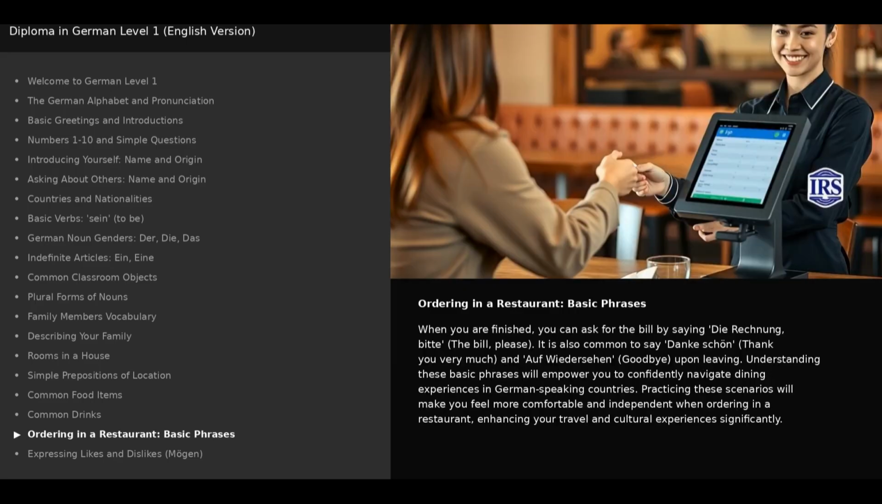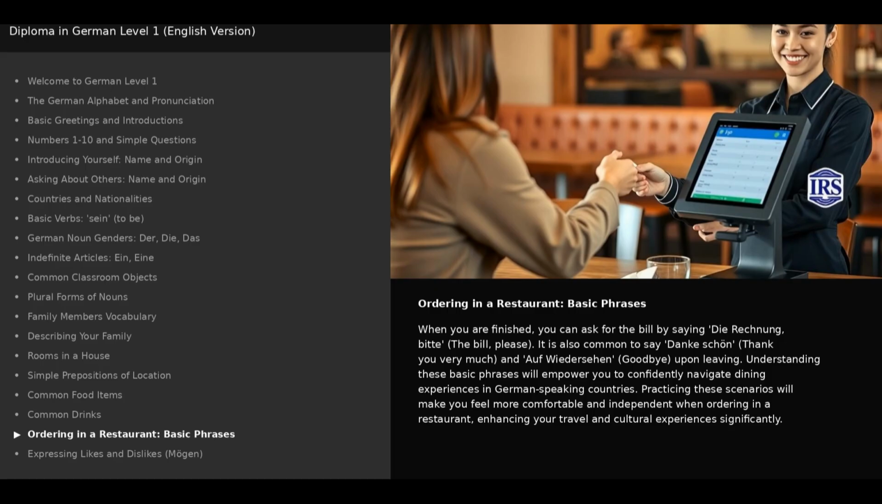When you are finished, you can ask for the bill by saying Die Rechnung bitte, the bill please. It is also common to say Dankeschön, thank you very much, and Auf Wiedersehen, goodbye, upon leaving. Understanding these basic phrases will empower you to confidently navigate dining experiences in German-speaking countries.